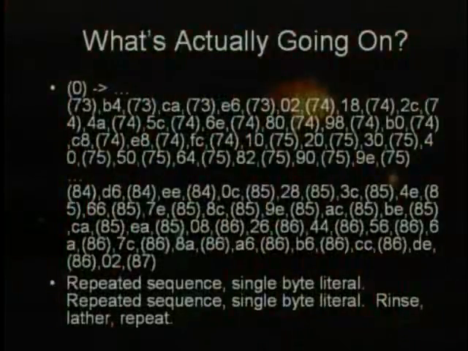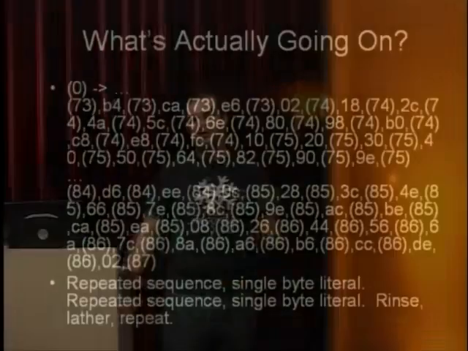Let's look at what it's actually finding. I actually went into the output of Sequitur and figured out what symbols it was finding. And it's like, hey, look, we got symbol 84, literal D6, symbol 84, literal EE, symbol 84, 0C. Now we're on symbol 85, 28. Repeated sequence, single byte literal. This is just extracted from the data. There is no manual operation of, oh, I see this, I see that. No, it just showed up.